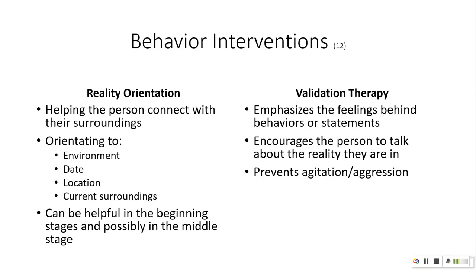One of the things that we talk about is, do we do reality orientation or do we do validation therapy? And you can do both. It depends on the stage of the disease that they're in. Reality orientation is helping the person connect with their surroundings. Somebody who has mild cognitive impairment might not remember what day it is, so we can help them with that. We orient them to their environment, to the date, the location, their current surroundings.